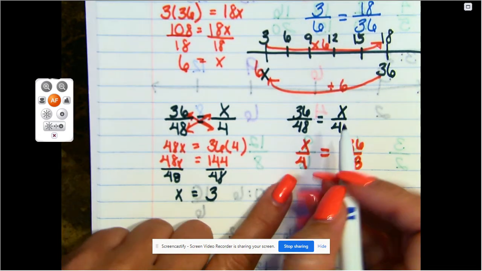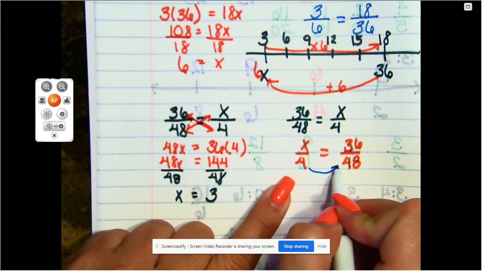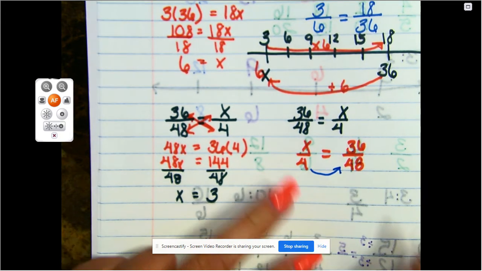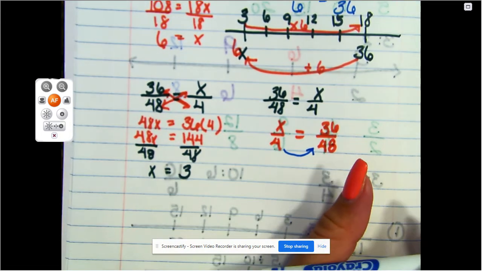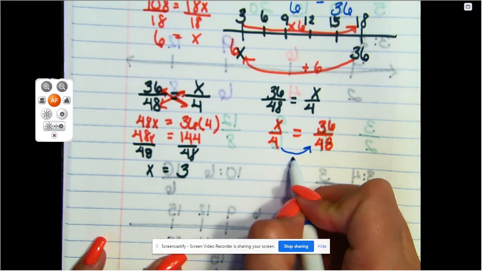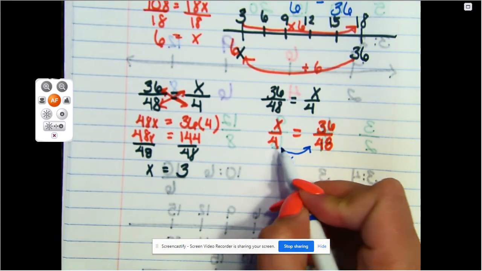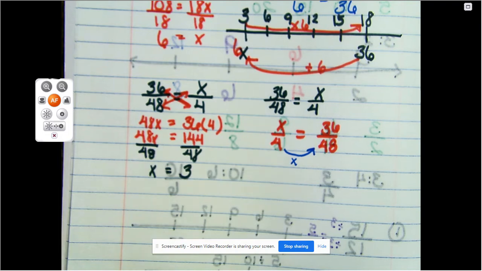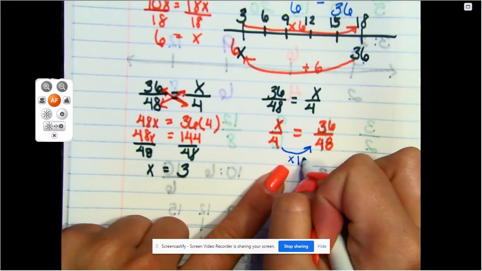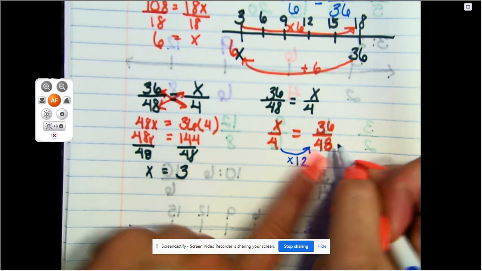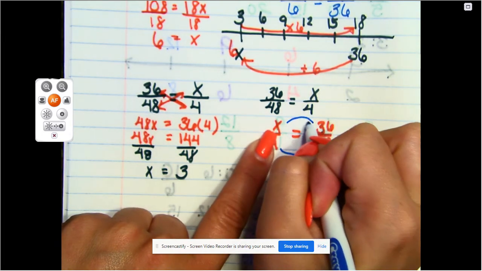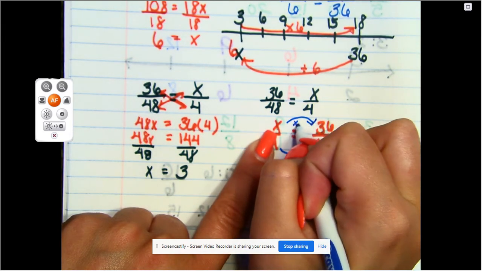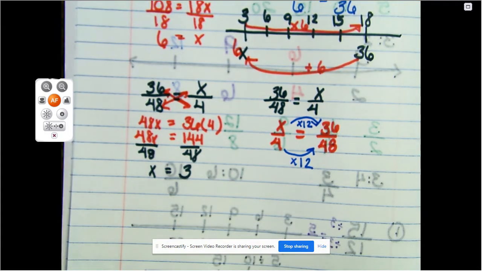Okay, so there's a number. 4 times what can give you 48? So again, since I don't know that, let's think the opposite. I know it's multiplying, but if I go back this way, that would be division, or doing the opposite of that. So we need to do 48 divided by 4. Okay, and that number is 12. So if I multiply by 12, I get 48. Whatever this number is, if I multiply it by 12, I'm going to get 36.